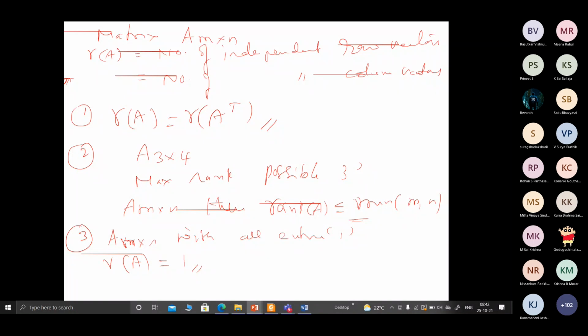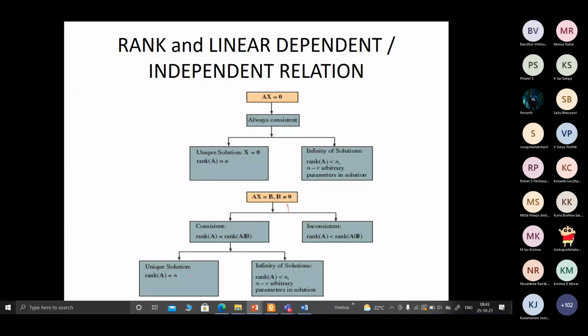For example, if alternate entries are zeros and ones, and the order is m by n, what will be the rank? You can try for order 2 by 2, 3 by 3, then try the general case. You will get a lot of problems based on this. These are some of the observations I wanted to note here. If this is clear, then we'll go to the next slide. We will revisit the solution of the system Ax equal to B.